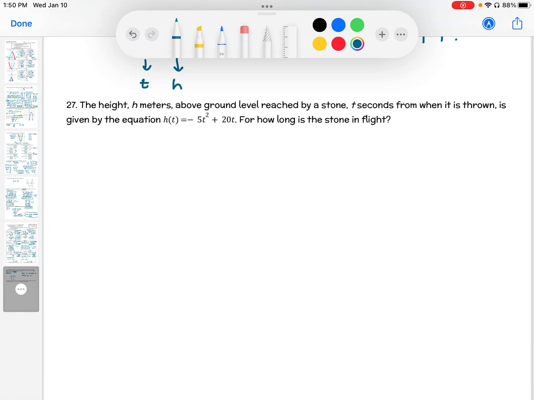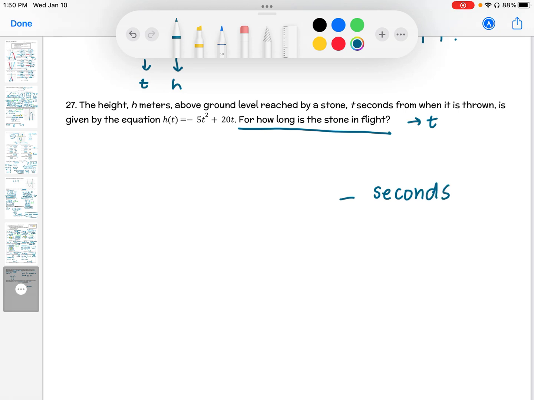All right, last question. The height is h meters above ground level, reached by a stone, t seconds from when it is thrown. For how long is the stone in flight? So how long means we're going to be looking at time, and it's going to be seconds again. So it will be blank seconds. So we need to type this into Desmos also. Again, don't forget to switch it to x because you will not get anything that works for you if it's a t.